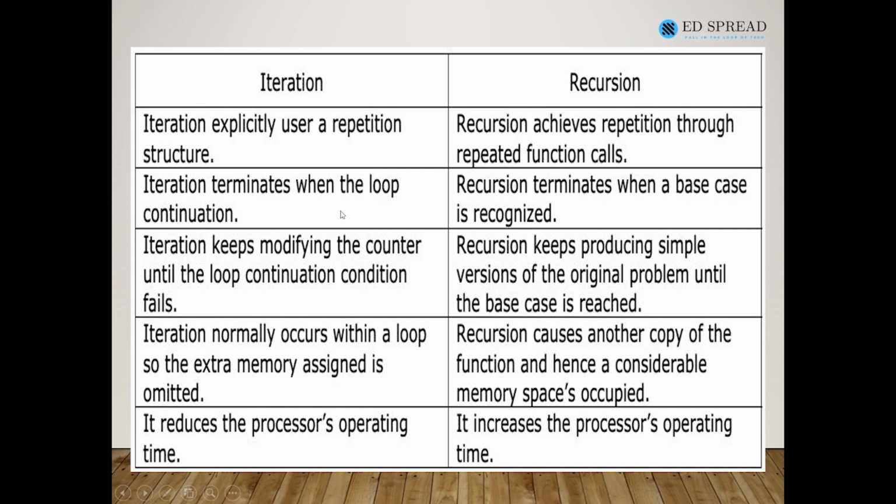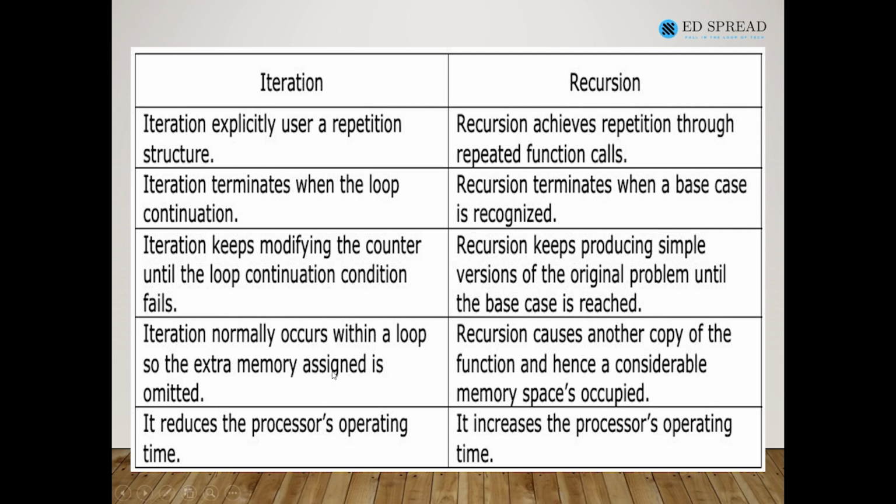Iteration terminates when the loop continuation condition fails. Recursion terminates when a base case is recognized. Base case is nothing but, in the example that I've shown you, if it is equal to 0. Iteration keeps modifying the counter until the loop continuation condition fails. The loop condition failing is nothing but the i equal to 0 we have written, right? So when i equals 0, it should be stopped, in the second program. Now recursion keeps producing simpler versions of the original problem until the base case is reached.